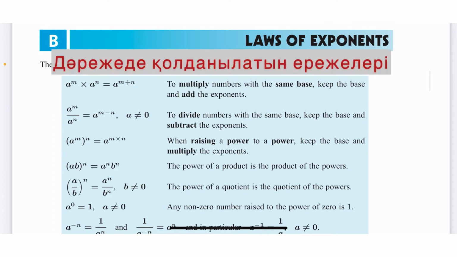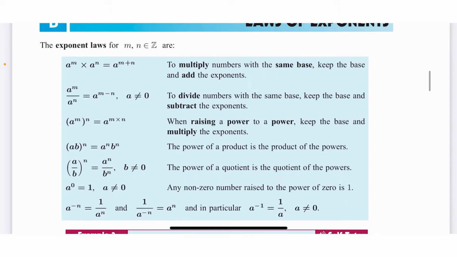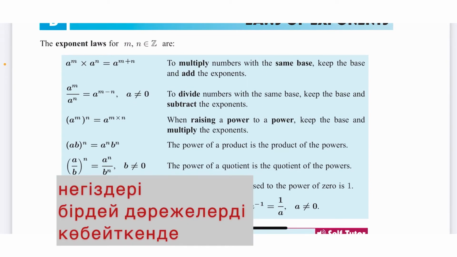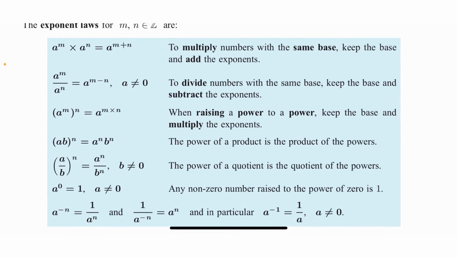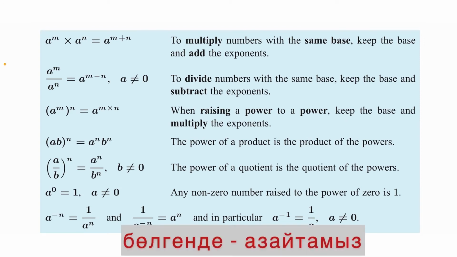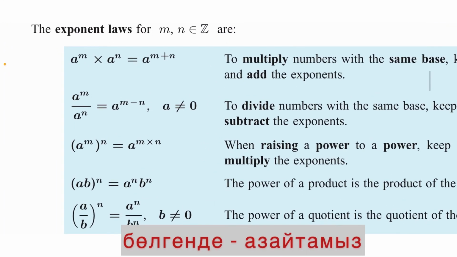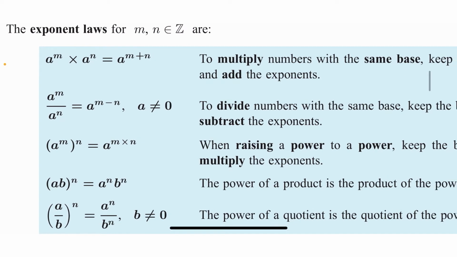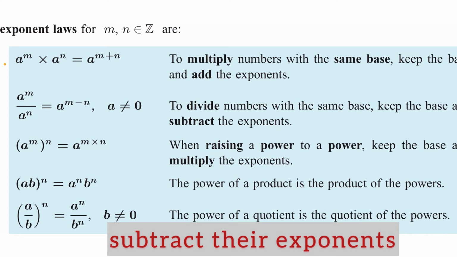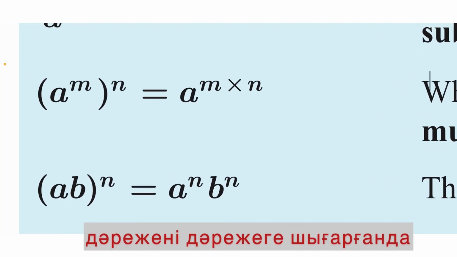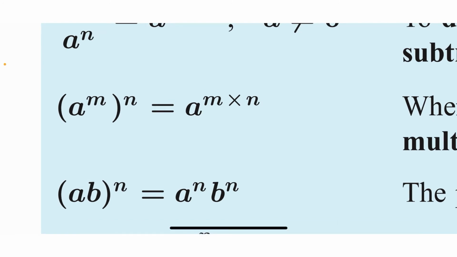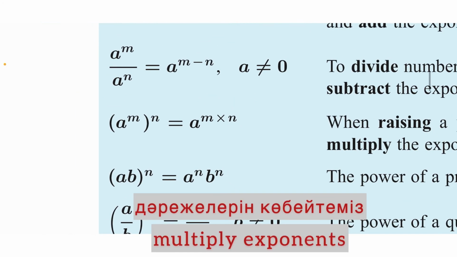Let's move into the laws of exponents. What kind of laws do we have? When we multiply numbers with the same base, we add their exponents. When we divide numbers with the same base, here a to the power of m divided by a to the power of n, we subtract their exponents. When we raise a power to a power, for example a to the mth power raised by n, we multiply both exponents.